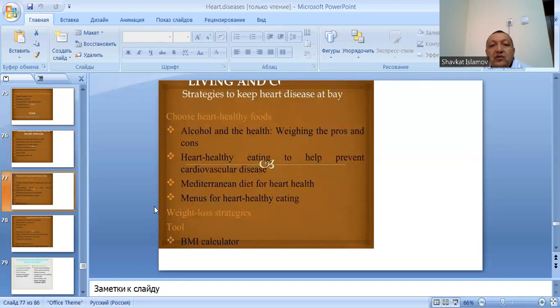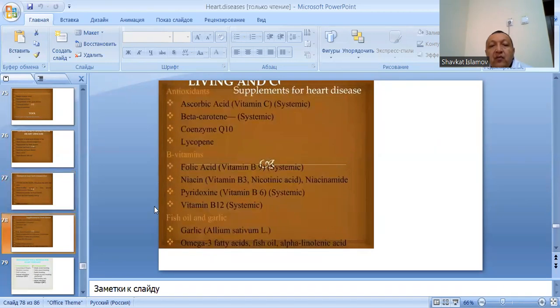To keep heart disease at bay, choose healthy foods and weight loss strategies. Supplements for heart disease: ascorbic acid, beta carotene, coenzyme Q10, lycopene, B vitamins, fish oil, and barley.